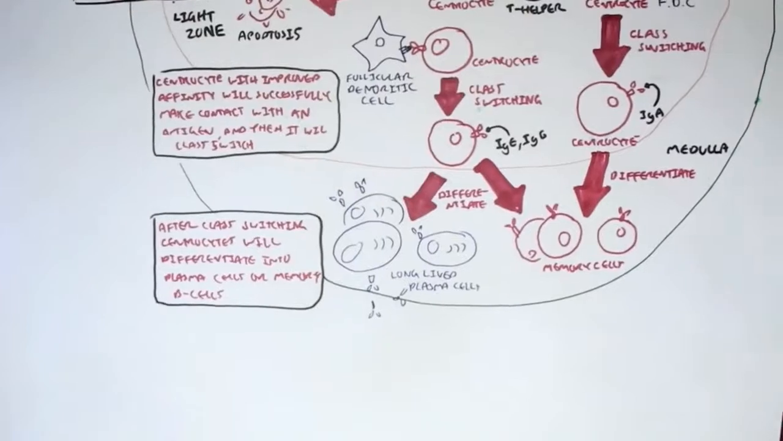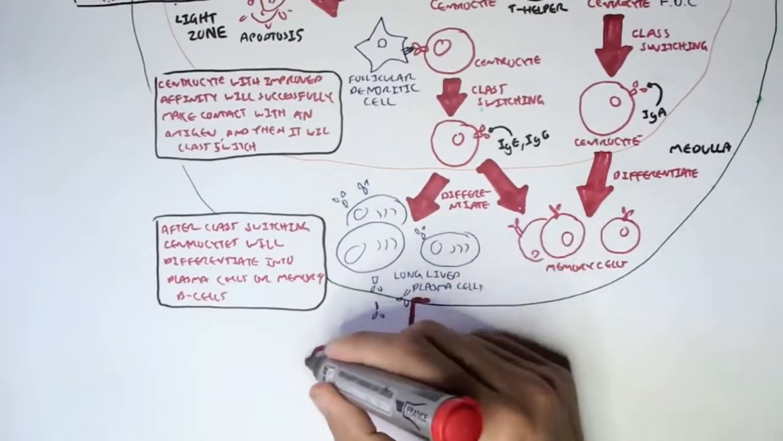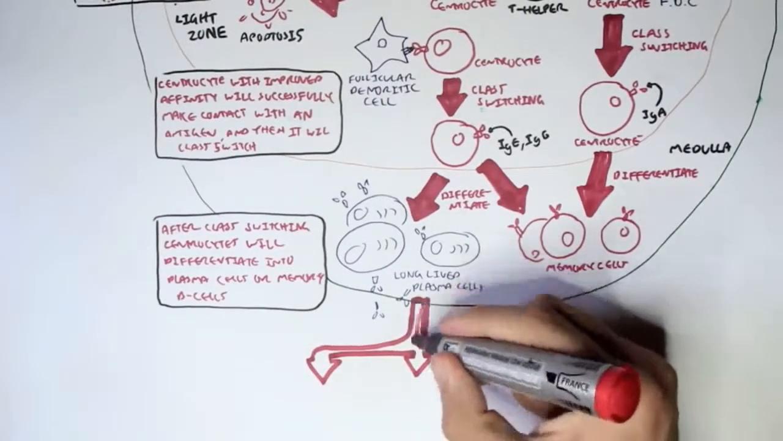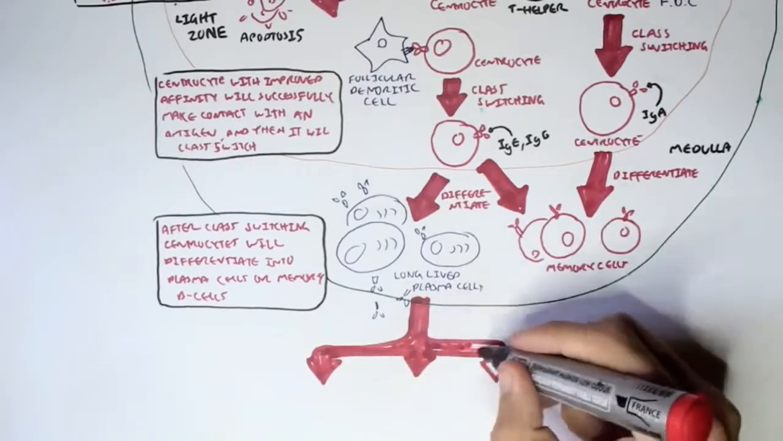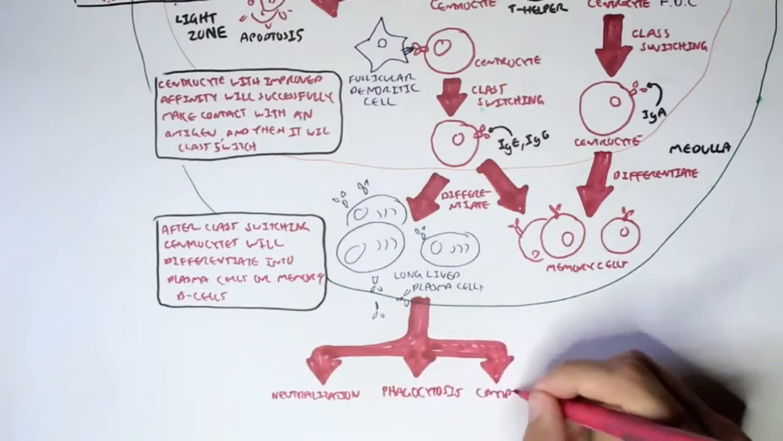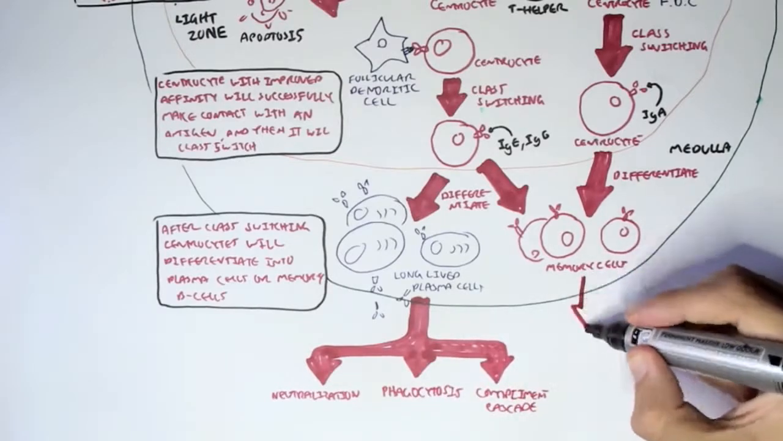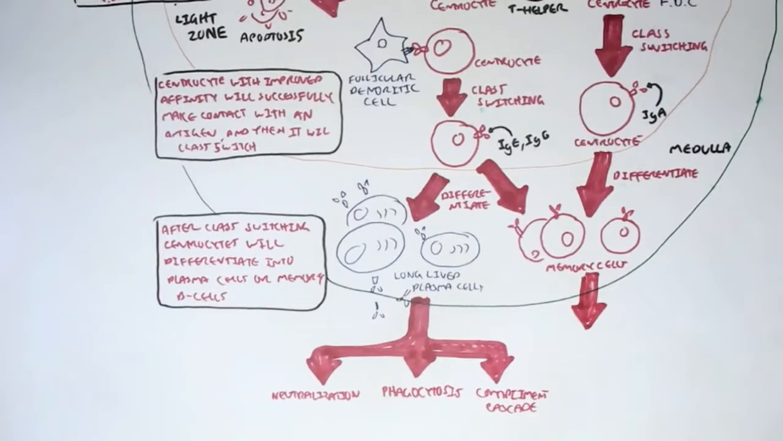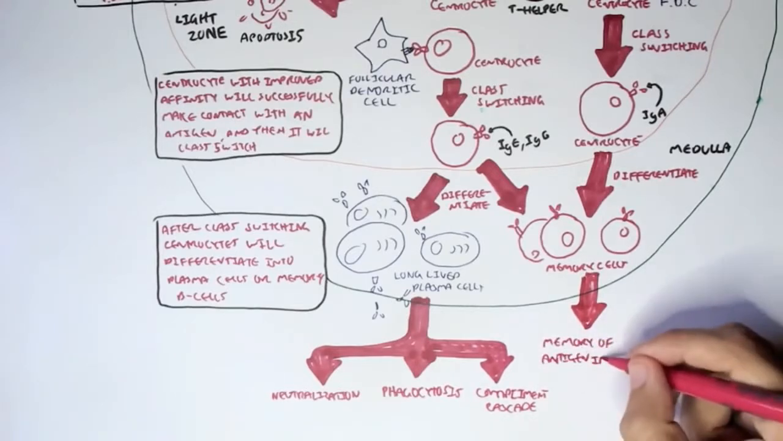Now, just to recap, the long-lived plasma cells secrete antibodies. And what do antibodies do? Well, three main things. They can neutralize a pathogen, they enhance phagocytosis of a pathogen, and they also activate the complement cascade. Memory B cells will just form memories of that antigen which invaded the body.